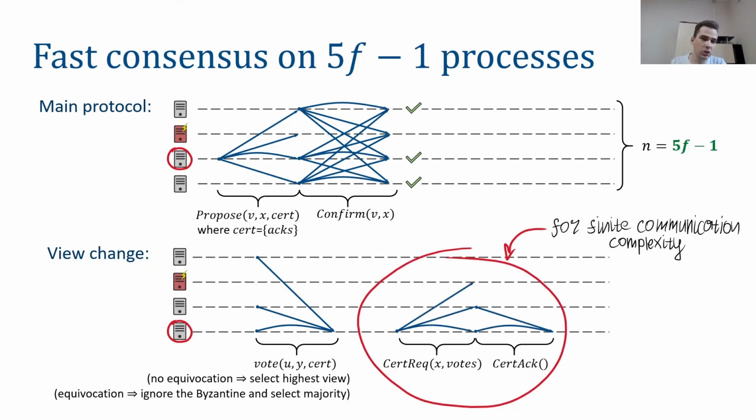To overcome this issue, we can just add an extra round trip to the view change. It effectively compresses the certificate to just a linear number of signatures, or a single signature if we use threshold cryptography. Note that it does not affect the common case latency, as the view change protocol is not on the critical path.